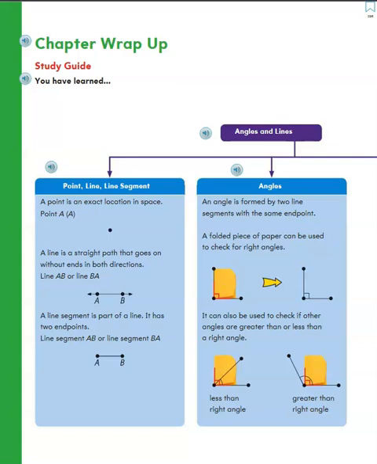So let's get started. Okay, so basically a point is an exact location in space. So if we look right here, this little tiny dot, this is a point. And we could say this is point A.